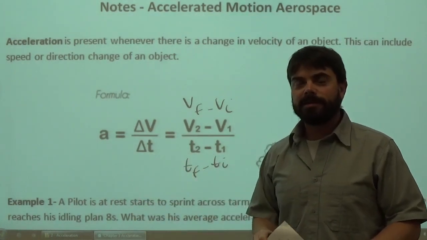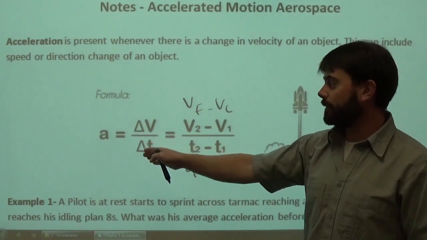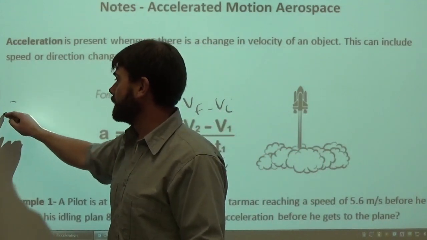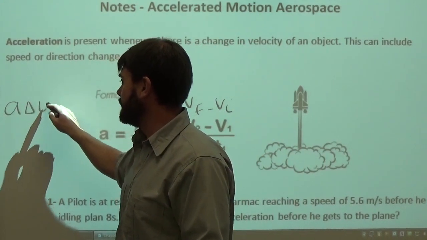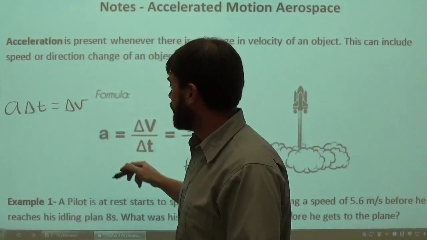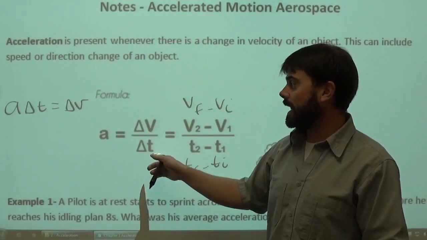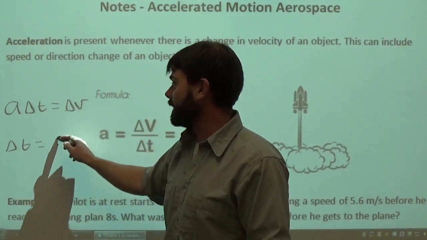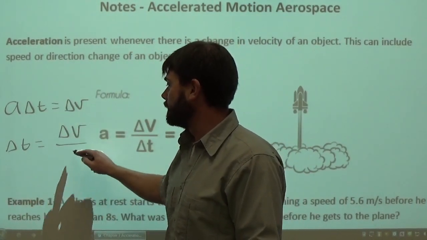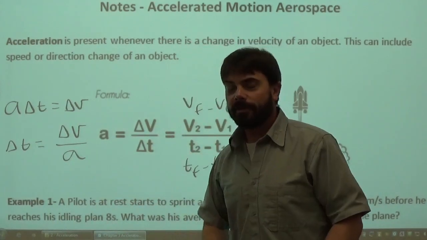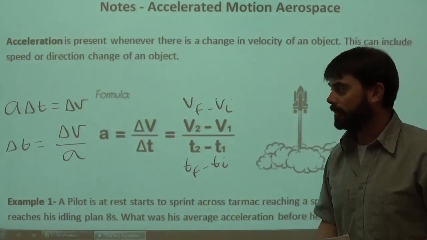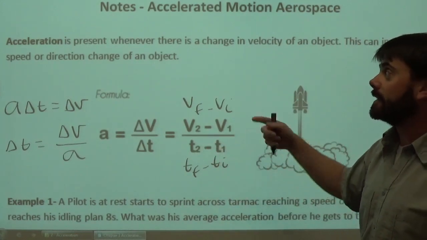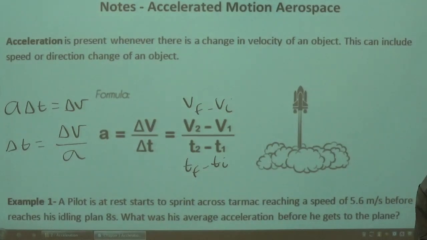This can be rearranged three different ways. The way it's set up right now, it's solved for acceleration, but of course if we flip these around, if we do acceleration multiplied by delta t, that will also give us delta v. Or if you want to solve for time, delta t, the change in time, would be equal to a change in velocity divided by acceleration. So either way you look at it, you can rearrange this multiple ways. I'll show you guys a few examples using this and just keep proceeding on through.